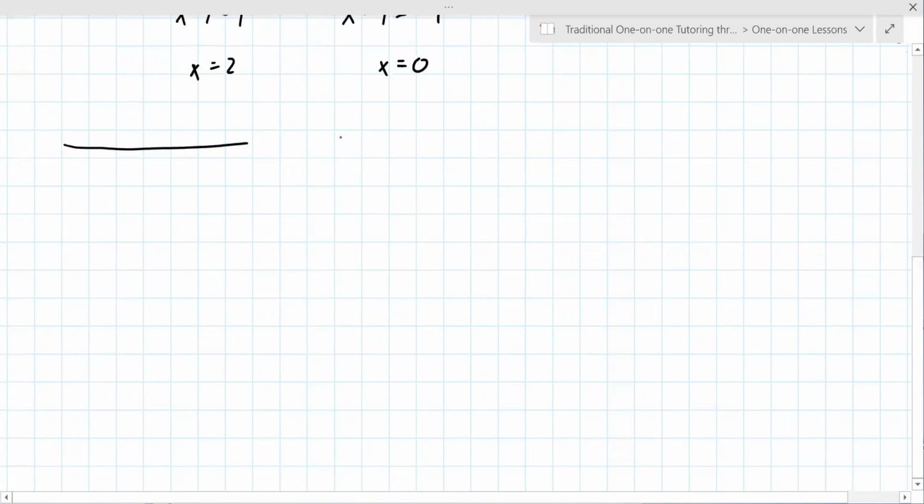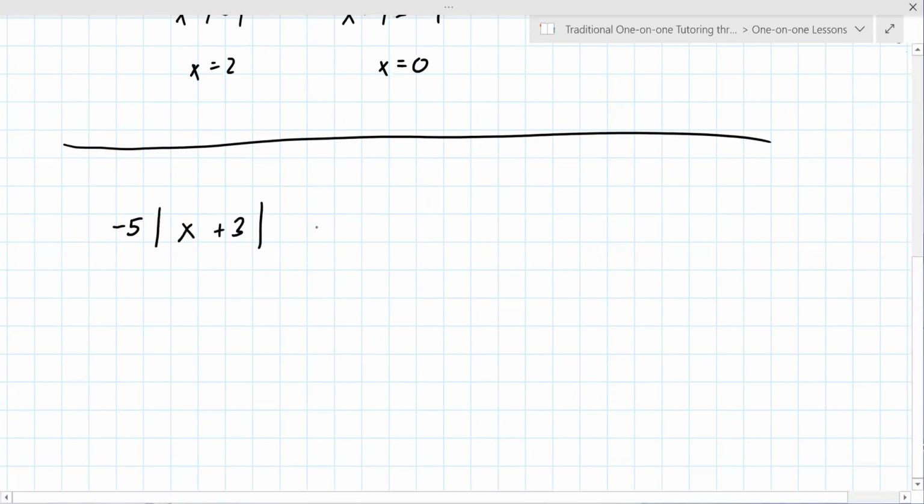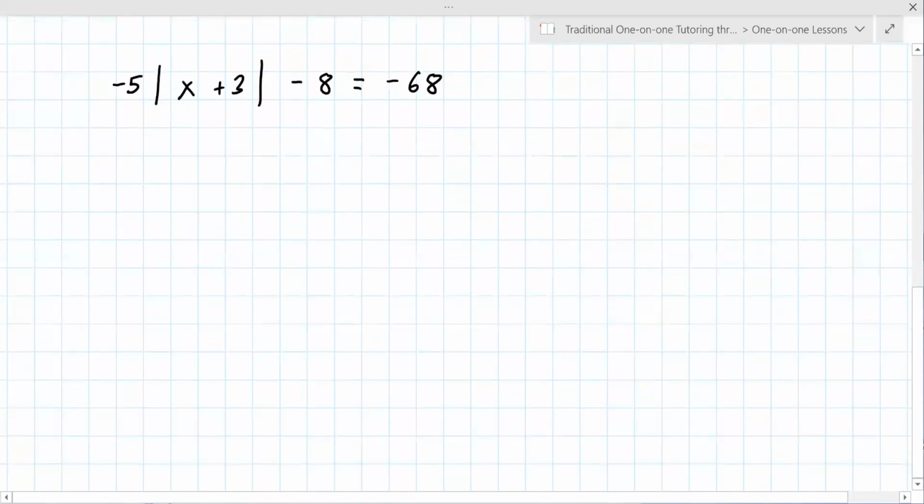Let's try another one here. Let's go negative 5 absolute value x plus 3 minus 8 equals negative 68. All right. Why don't you try solving this one on your own? All right, sounds good. It's just like the last one.